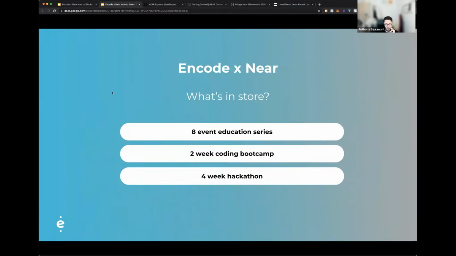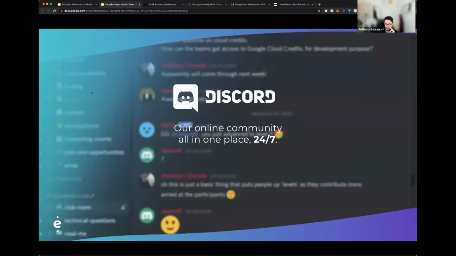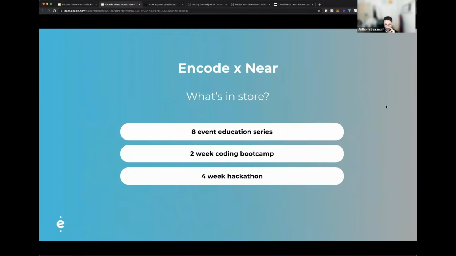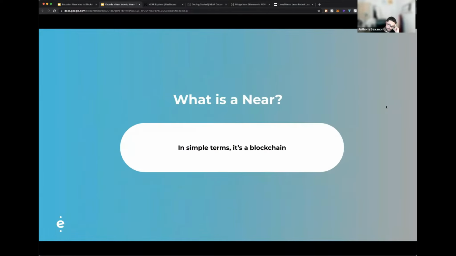In terms of the bootcamp and the hackathon, the bootcamp will be announced soon. This is an in-depth coding bootcamp that will be advertised soon for you to join and build your first application on Near. And the hackathon itself will also be happening, I believe, towards late January, early February.